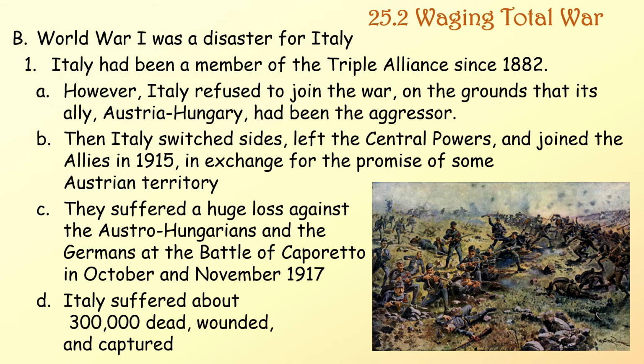World War I was a disaster for Italy. Italy had been a member of the Triple Alliance since 1882. However, Italy refused to join the war on the grounds that its ally, Austria-Hungary, had been the aggressor. Then Italy switched sides and left the Central Powers and joined the Allies in 1915 in exchange for the promise of some Austrian territory. They suffered a huge loss against the Austro-Hungarians and the Germans at the Battle of Caporetto in October and November of 1917. Italy suffered about 300,000 dead, wounded, and captured.